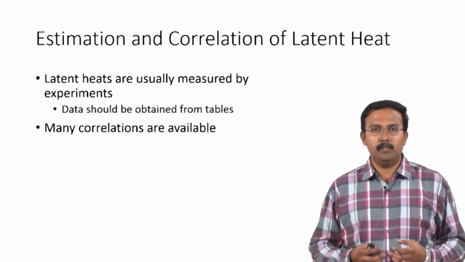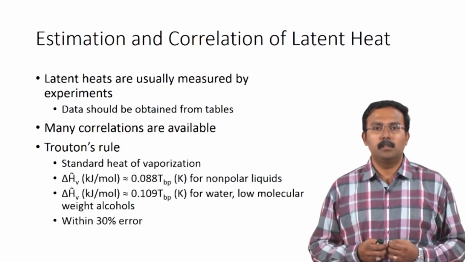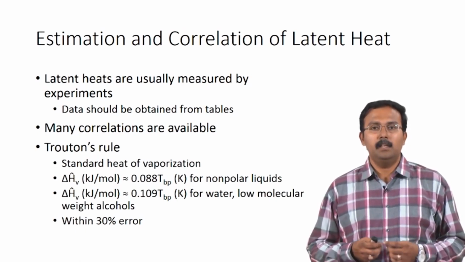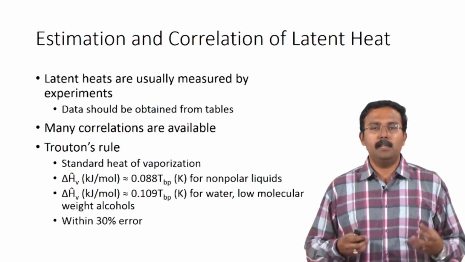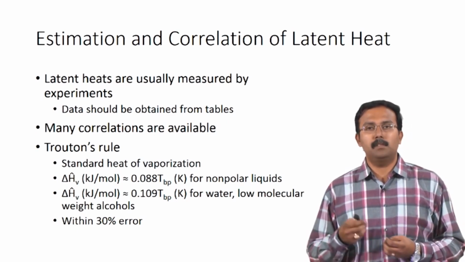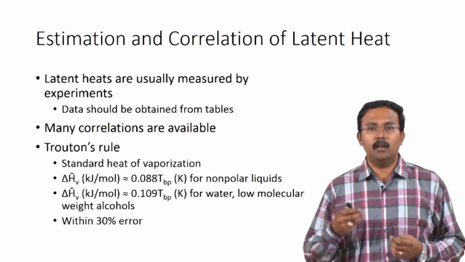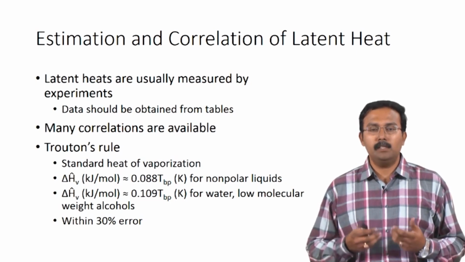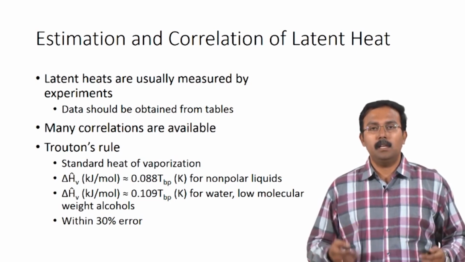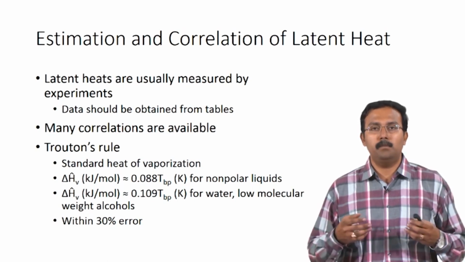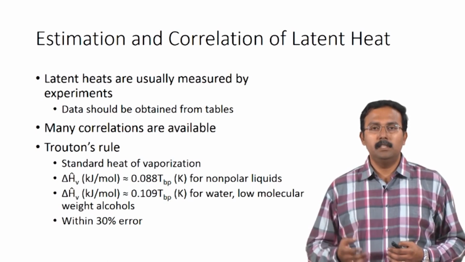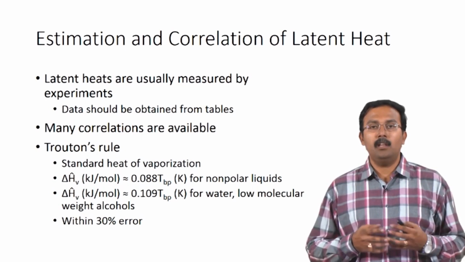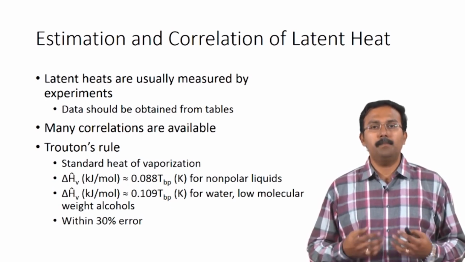The first and the simplest correlation that can be used is Trouton's rule. This is used for estimating the standard heat of vaporization. Heat of vaporization for nonpolar liquids can be given as 0.088 times boiling point, and for water and lower molecular weight alcohols it can be calculated as 0.109 times boiling point. Here the temperature for the boiling point has to be used in Kelvin, and this will give you the heat of vaporization within about 30% error. So, this is not the most accurate method, however, it is the simplest thing to use.